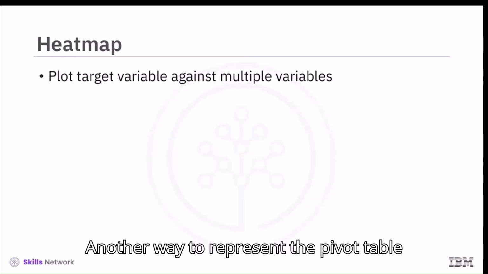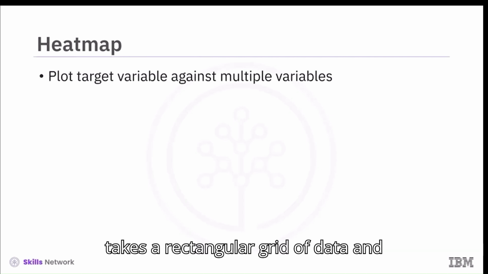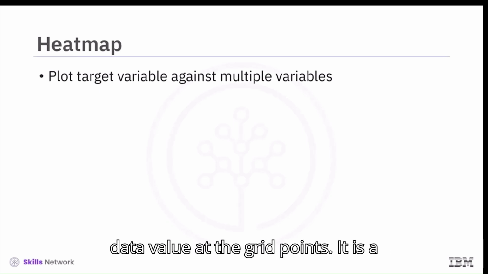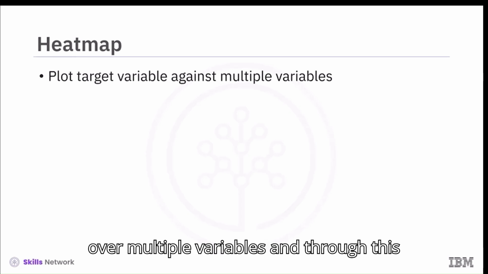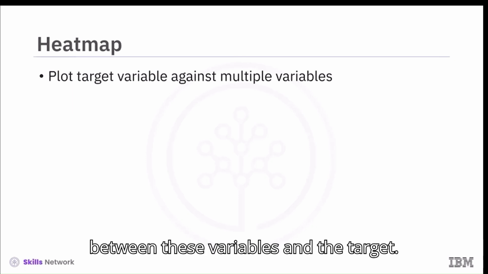Another way to represent the pivot table is using a heat map plot. Heat map takes a rectangular grid of data and assigns a color intensity based on the data value at the grid points. It is a great way to plot the target variable over multiple variables, and through this get visual clues of the relationship between these variables and the target.